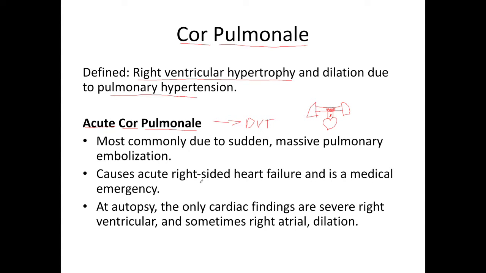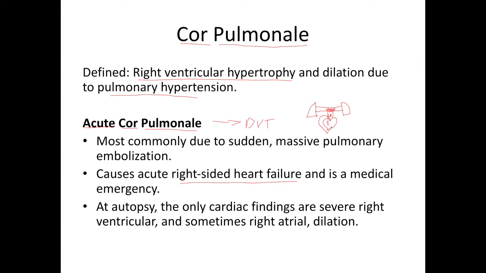And so when we talk about cor pulmonale, we're talking about a right-sided heart failure. The acute version doesn't really give you enough time to produce right ventricular hypertrophy and dilation, but rather you have this massive blood which is going to exhibit back pressure to the right side of the heart, and so the right side of the heart will appear dilated.